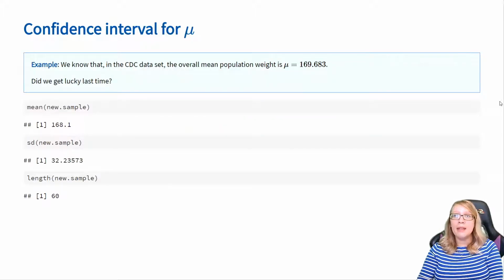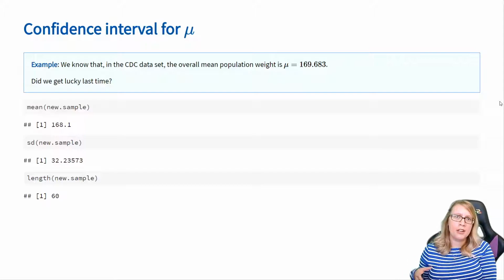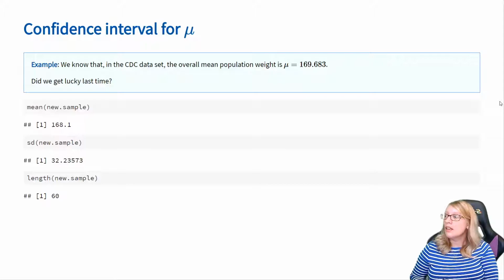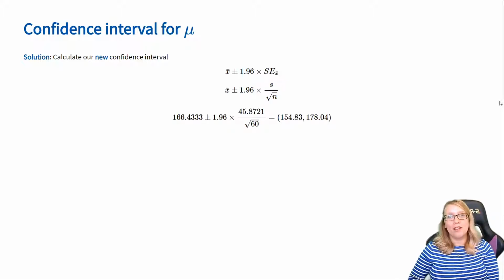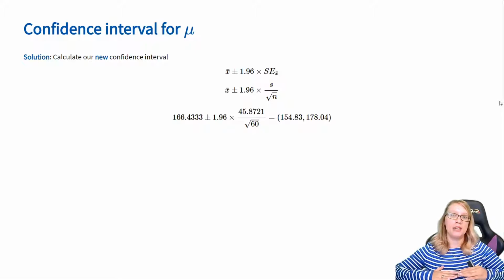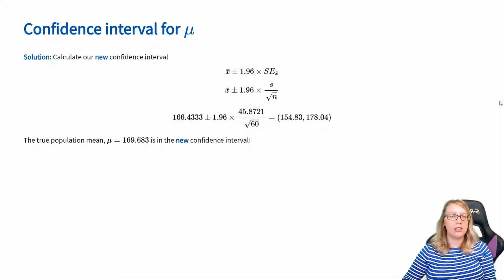Now, we might have gotten lucky. Let's see if we did. Here's a new sample, again drawn from that CDC data set. It has a mean of 168.1, a standard deviation of 32, and a sample size of 60. So we still have 60 individuals in our sample. We'll calculate our new confidence interval in the exact same way. Our new confidence interval is 154.83 to 178.04. It's a little bit lower because our sample mean was a little bit lower, but look, it also contains the true population mean.